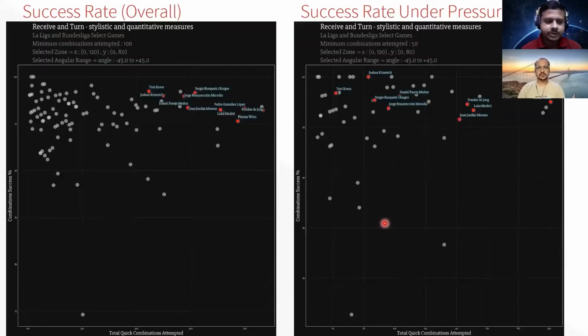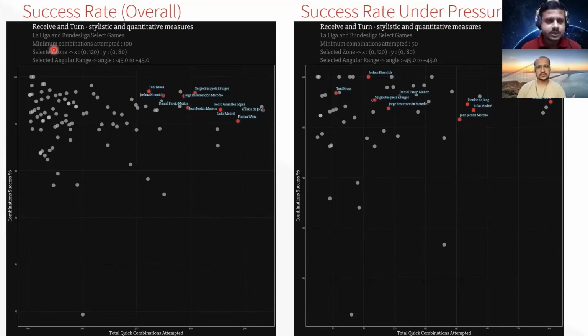Right, so our very first metric is possibly the simplest thing that we can think of, and that's success rate of these combinations. So on the left-hand side, we have this overall success rate for all such quick combinations that these players have attempted and the overall volume. And on the right-hand side, we have the same graph, but only focusing on the actions performed under pressure. The x-axis gives us the volume of actions. So it goes from at least 100 such actions for the overall case and at least 50 actions when performed under pressure. And then the y-axis gives us combination success percentage.